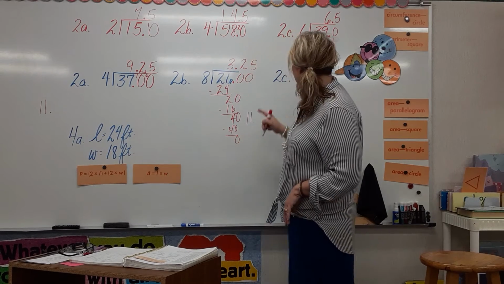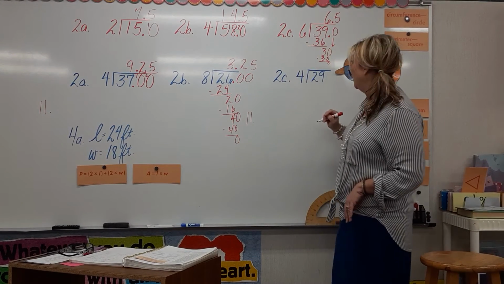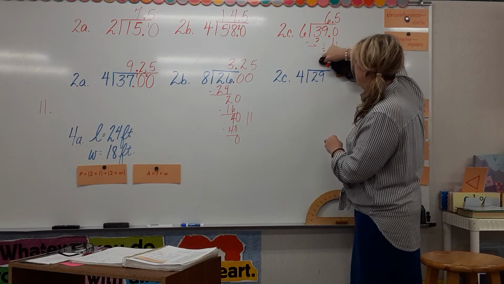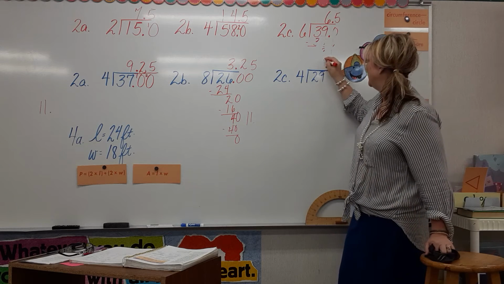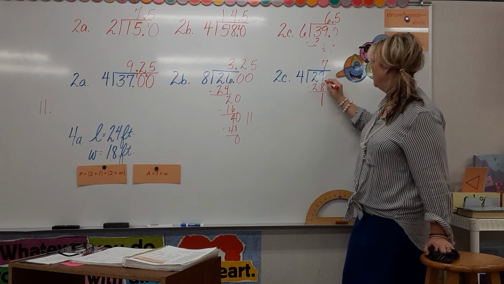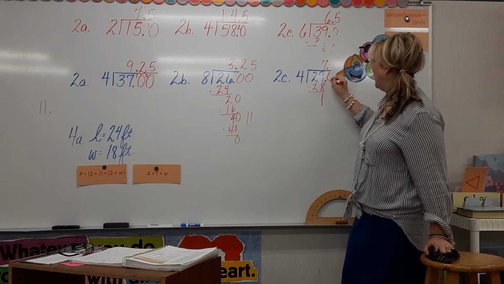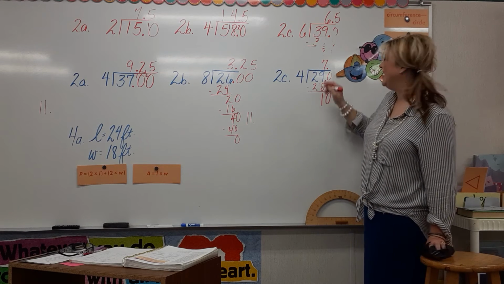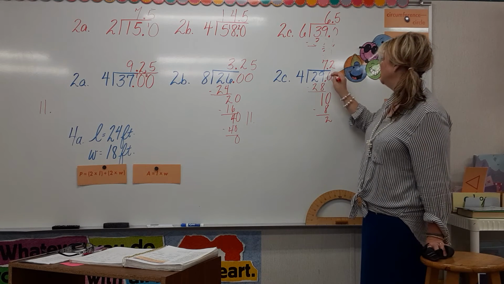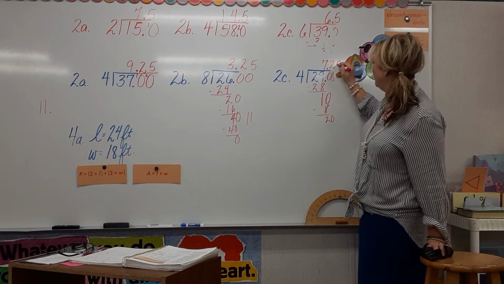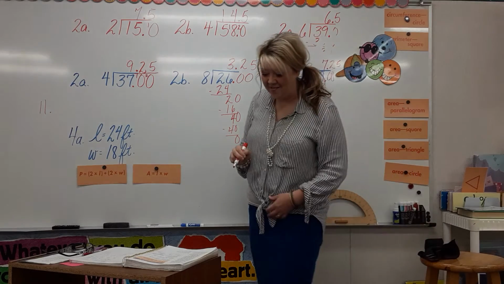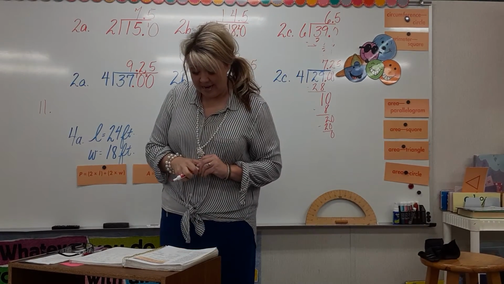Now you're going to do the same thing for letter C. You're going 4 into 29. How many times will 4 go into 29? That would be 7 times. 7 times 4 is 28. With 1 left over, add your decimal. And a 0. 4 goes into 10 2 times. With 2 left over, add your 0. And 4 goes into 25 times. And we are done. 7 and 25 hundredths is the answer for letter C.